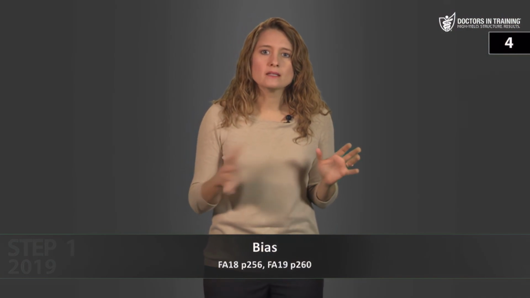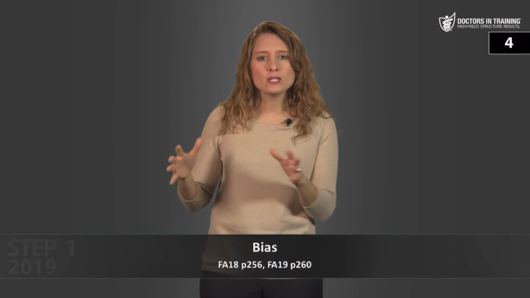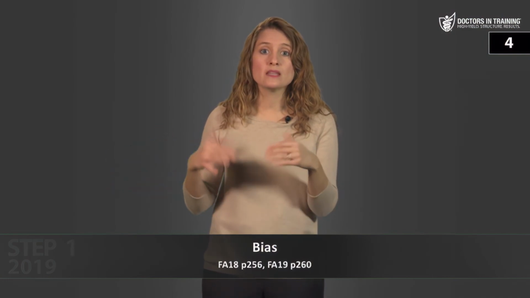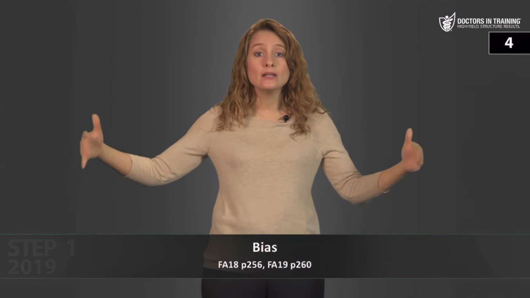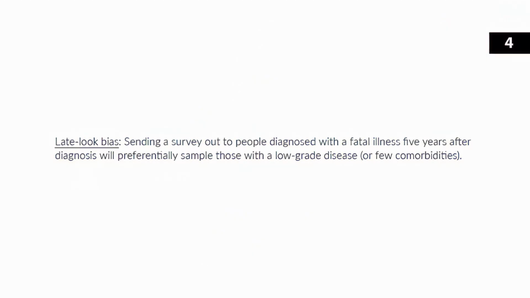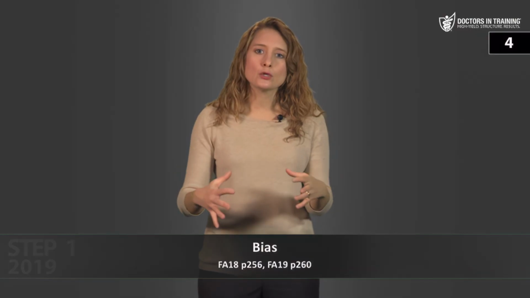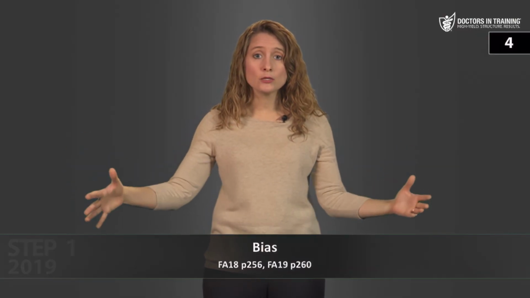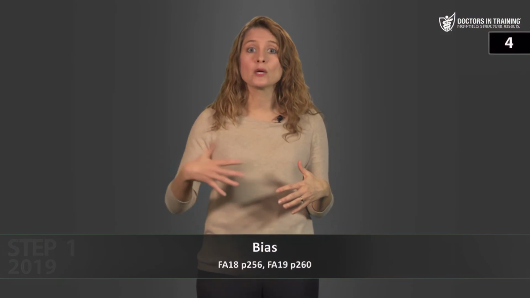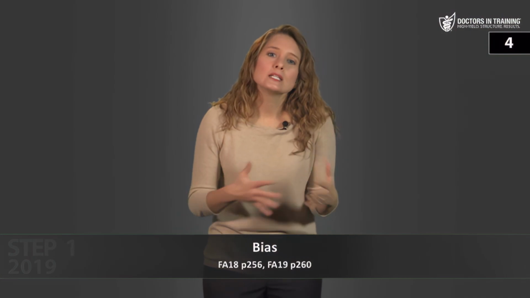Now, late look bias. Late look bias is a bias that results from information being gathered too late to draw conclusions about the disease or exposure of interest in the entire intended study population. For example, sending out a survey to people diagnosed with a fatal illness 5 years after diagnosis. This study design will result in data collection primarily from those patients in the study group with low-grade disease or possibly those with fewer comorbidities. In order to capture the responses from the entire population diagnosed with the disease, it would be necessary to get that survey out to them immediately after diagnosis or as soon as the study would allow. Next, procedure bias.